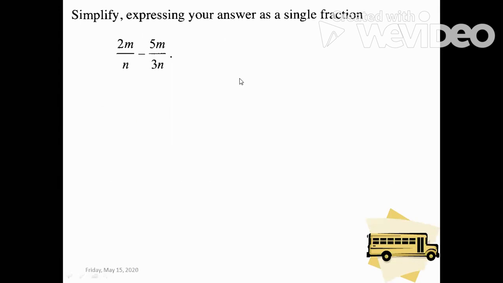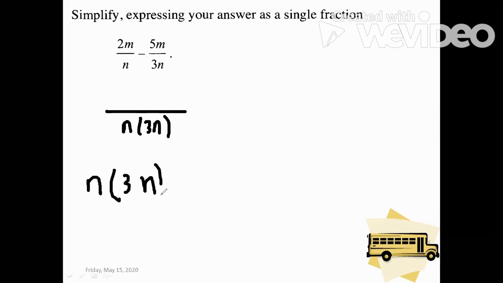Okay, so this is a simplification question. So the LCM here is going to be n times 3n. All right, so let's work it out now. N into this LCM here, the 2 n's will cancel out. So let me write it like this. N into n times 3n. What's going to happen? N is going to cancel out with 3n.